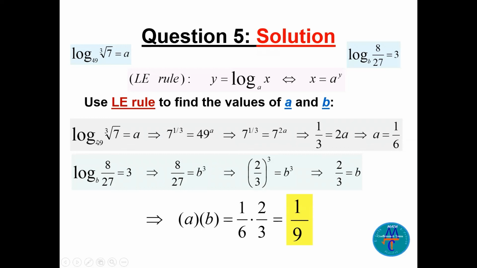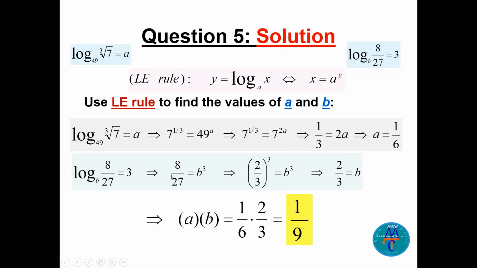So here we have log base 49 of cube root of 7 is equal to a. Now it will be 7 to the power 1 over 3 is equal to 49 to the power a. Let's try to make in this equation the same base. So 49 is 7 squared. So we have 7 to the power 1/3 equals 7 to the power 2a. Now the base is the same here, so the power should be the same. 1 over 3 is equal to 2a, and a will be 1 over 6.